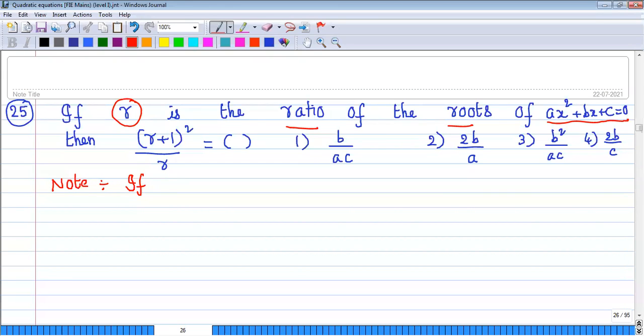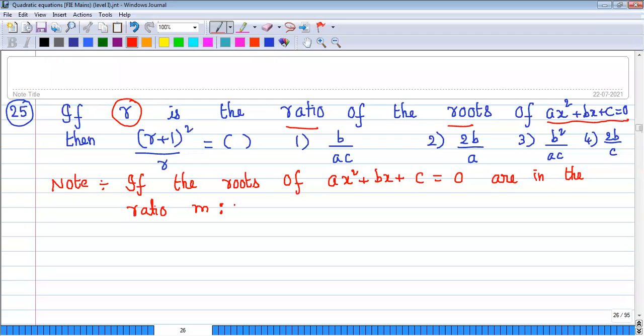If the roots of ax square plus bx plus c equals to 0 are in the ratio m is to n, then the condition is, you remember like this, mn b square equals to m plus n whole square into ac. This is an important condition, you remember.